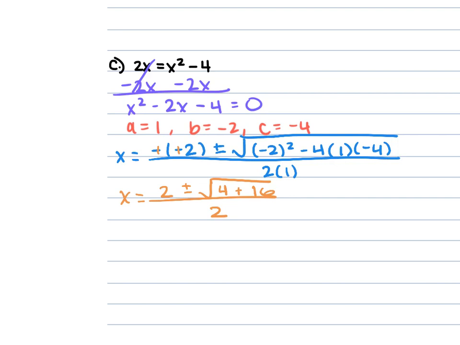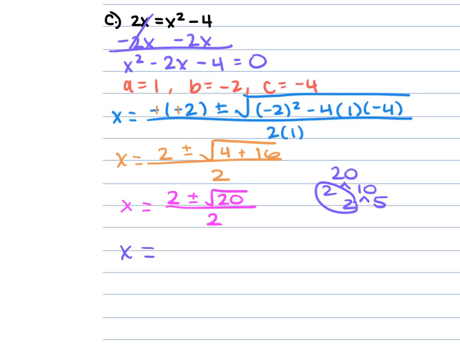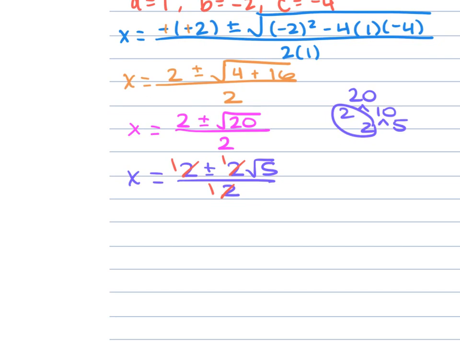From here, that 4 plus 16 is 20. So we have 2 plus or minus the square root of 20 over 2. That 20 is 2 and 10, 10 is 2 and 5, so that's 2 square root 5. So x is equal to 2 plus or minus 2 square root 5, all over 2. These 2's are all going to simplify to become 1's, and we're just going to have x is equal to 1 plus or minus the square root of 5.